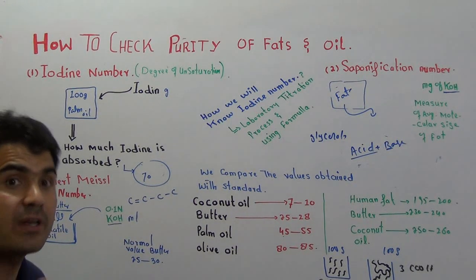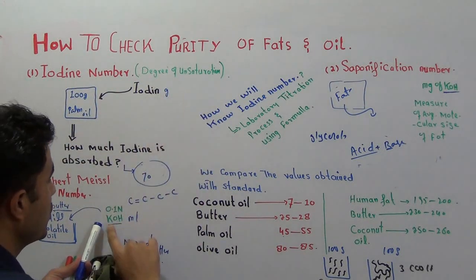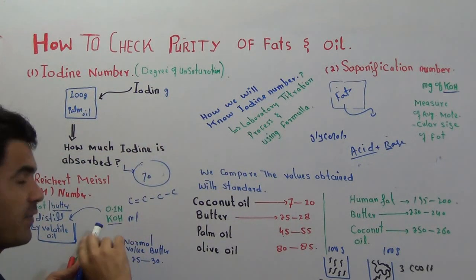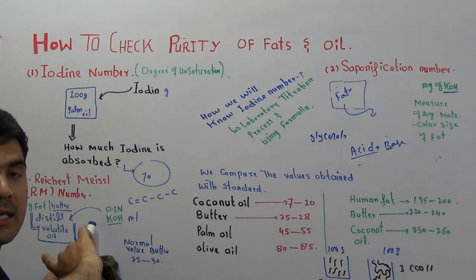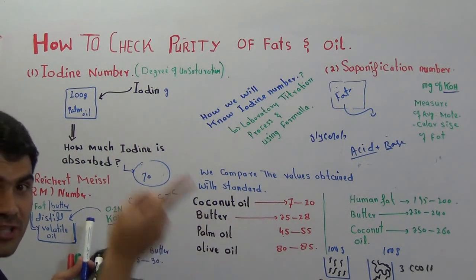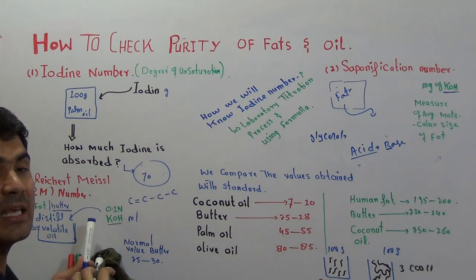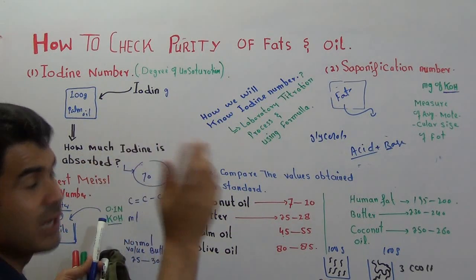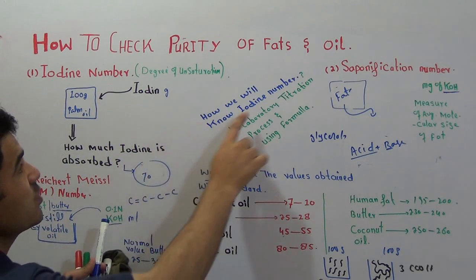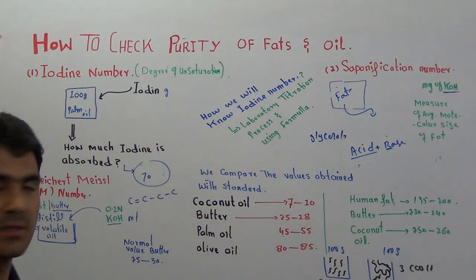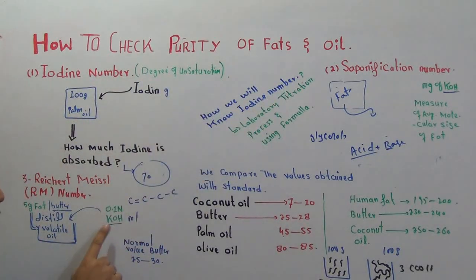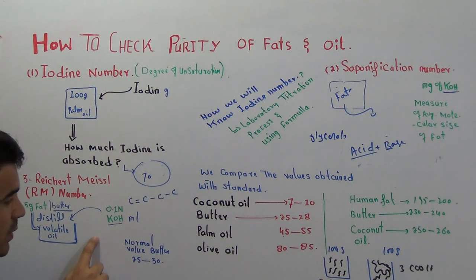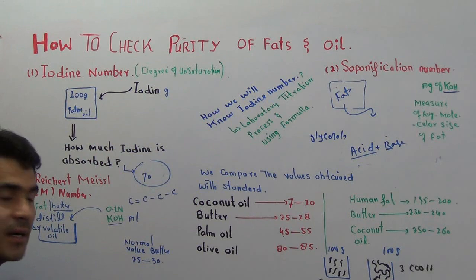Now you will ask, how will we get the values? I already told you that if you want to check how much iodine is absorbed, or how many ml of potassium hydroxide is used, or how many milligrams of potassium is used, you need to perform that titration process. So don't worry about the titration process, because we will get that value, and once we have it, we will compare it with the standard.